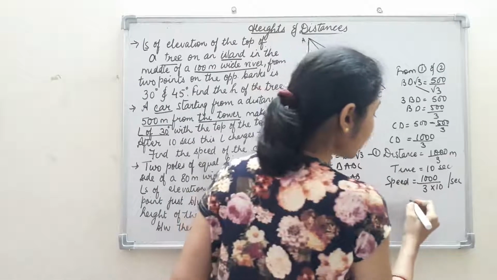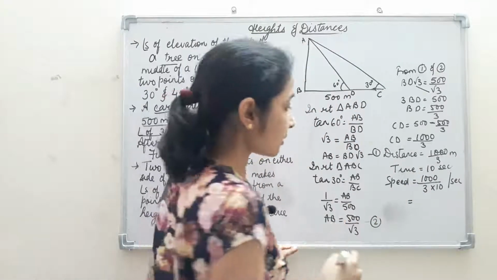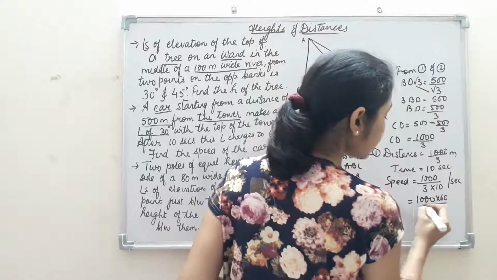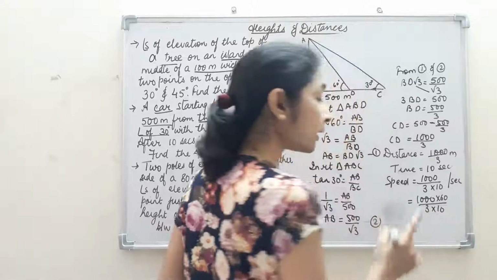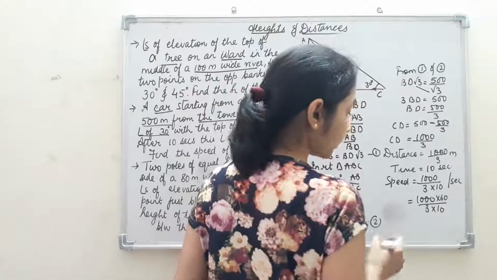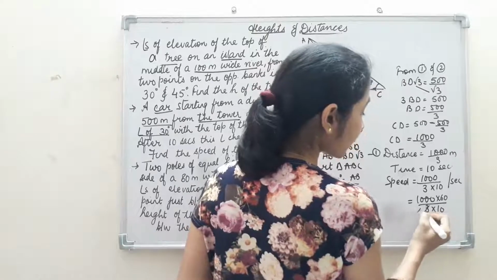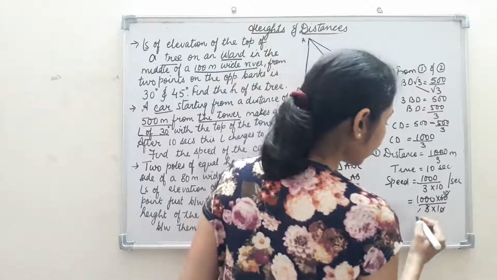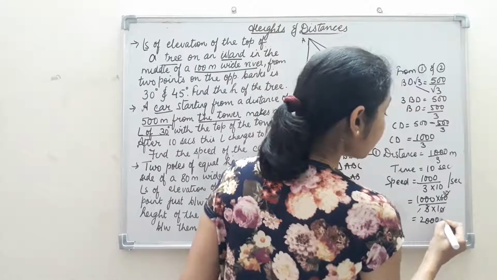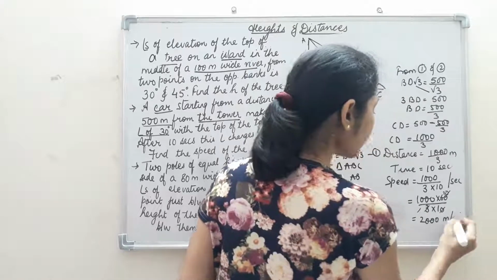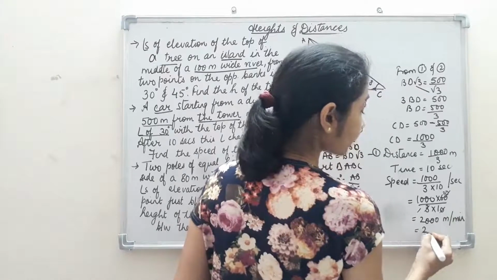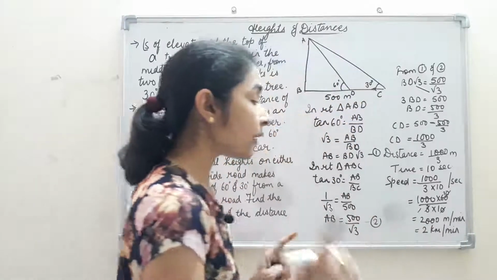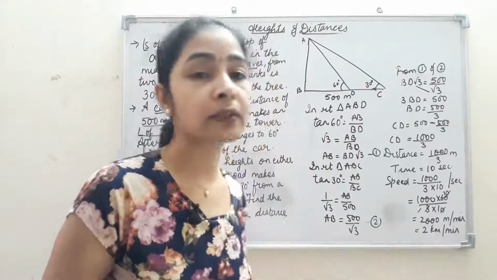If I find it out in minutes, then I'll just multiply it by 60. So it is equal to 1000 into 60 upon 3 into 10. I will get the answer in a whole number, that's what I want. So here, 3 ones are 3 and 2 zeros are cancelled. 0 and 0 cancel. So what I get here is 2000 meters per minute. I can also write it as 2 kilometer per minute. 1000 meters make 1 kilometer, so I can also write it as 2 kilometer per minute.